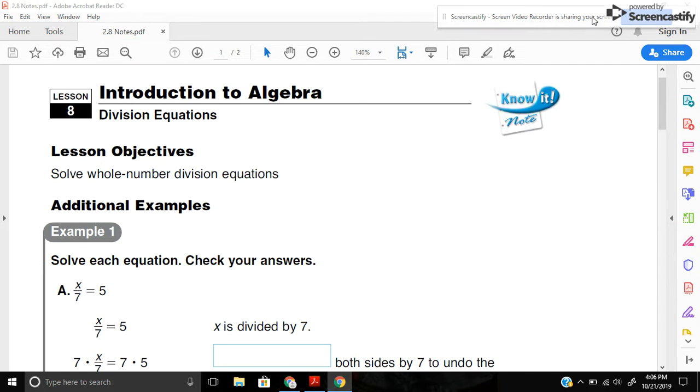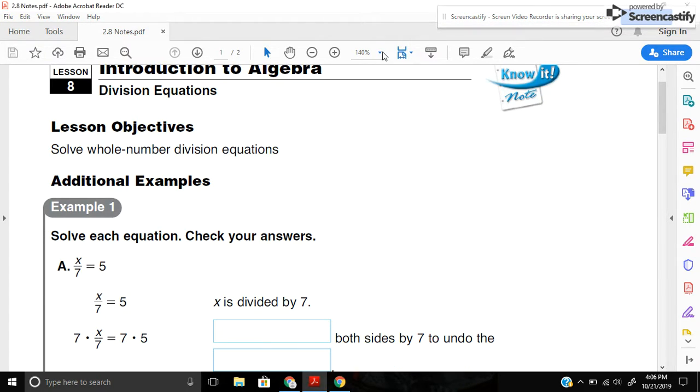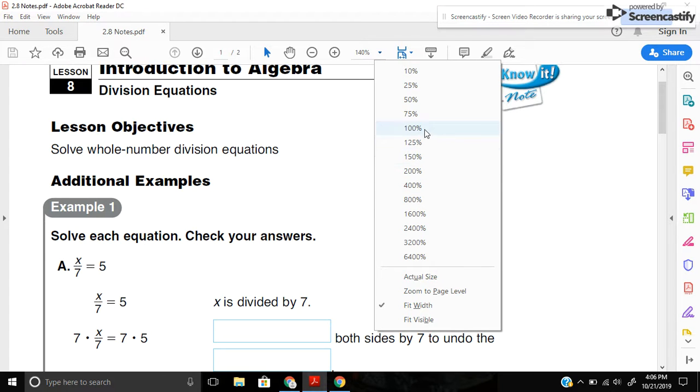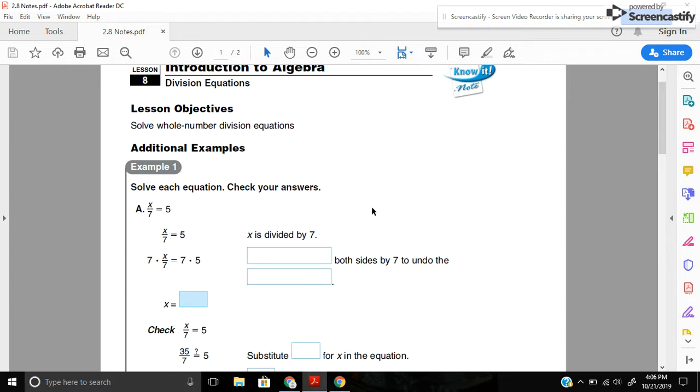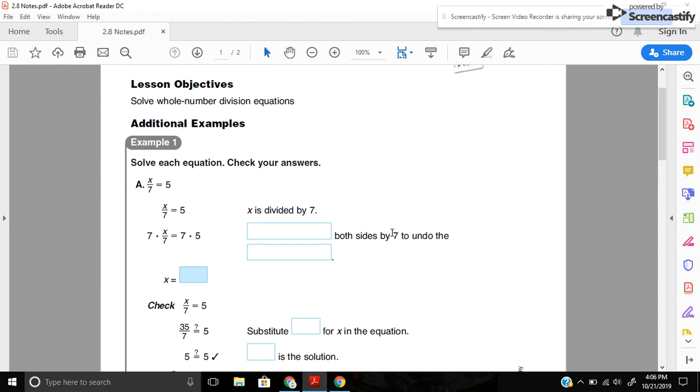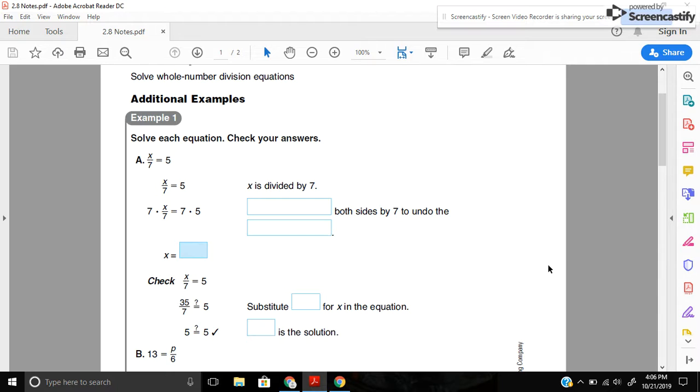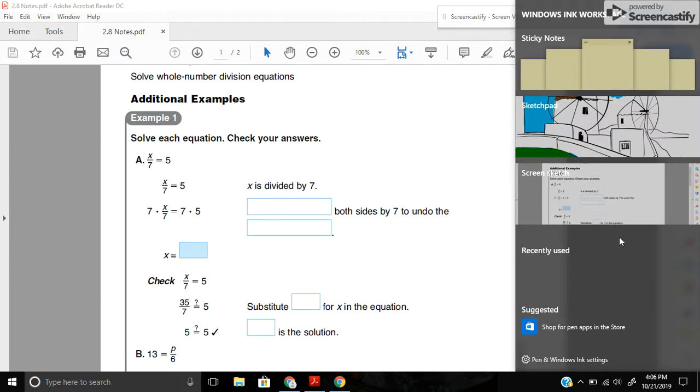2.8 today, you're going to learn how to solve whole number division equations. These are very similar to what we have been talking about. I would say very similar to the multiplication ones, except now it's just the opposite of that, and we're dealing with division. So let's jump right into it and check out an example here to see what it looks like.